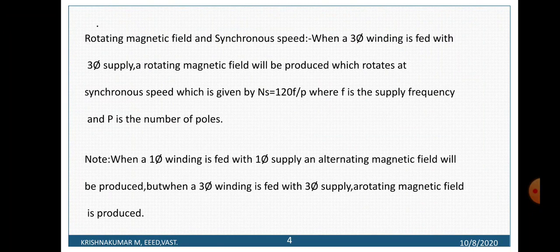Stator consists of a cast iron frame. Slots are provided on its inner periphery. Then a normal three-phase winding, which is either connected in star or delta, is provided in the stator. So the stator consists of either a star connected winding or a delta connected winding, which is fed from a three-phase supply. We are giving electricity to the stator winding of this motor.